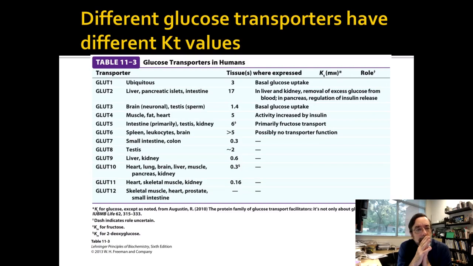The brain one is sort of, there's a brain one that's 1.4, that's GLUT3, and you see that's very different from the ubiquitous one. The brain one binds more tightly than the ubiquitous one that's at the top. So kind of the average glucose transporter is going to be 3, and this is millimolar. But the brain binds tighter, heart binds tighter. Things that need energy more tend to bind more tightly.